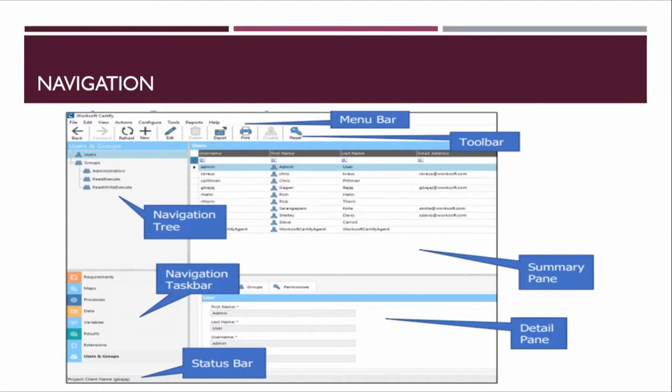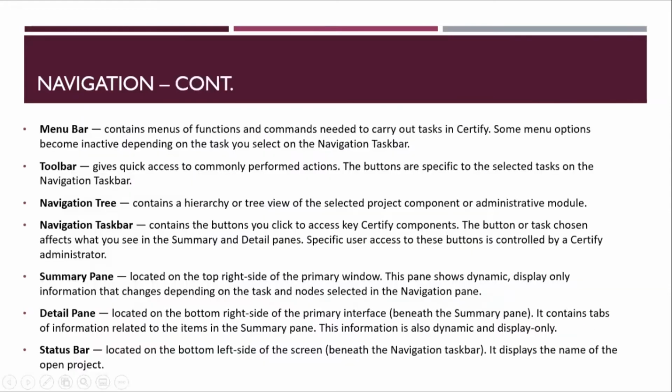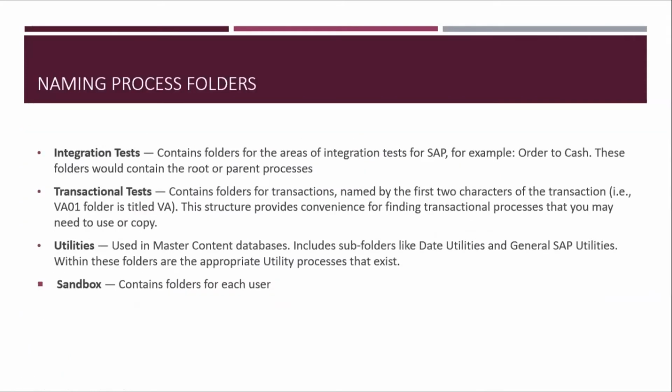So this is the navigation within Worksoft Certify, and this is some more information about navigation. And we have four types of folders within Worksoft Certify. One is integration test. Integration test is nothing but an end-to-end scenario, like in an order to cash scenario. We have create sales order, change order, create a delivery, and all that stuff.